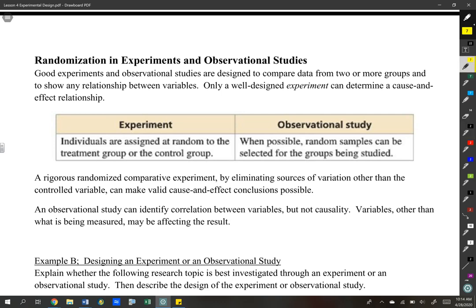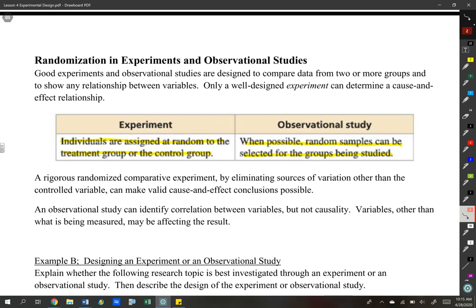In an experiment, individuals are assigned at random to the treatment group or the control group. In an observational study, when possible, random samples can be selected for the groups being studied. A rigorous randomized comparative experiment, by eliminating sources of variation other than the controlled variable, can make valid cause and effect conclusions possible. An observational study can identify correlation between variables, but not causality.